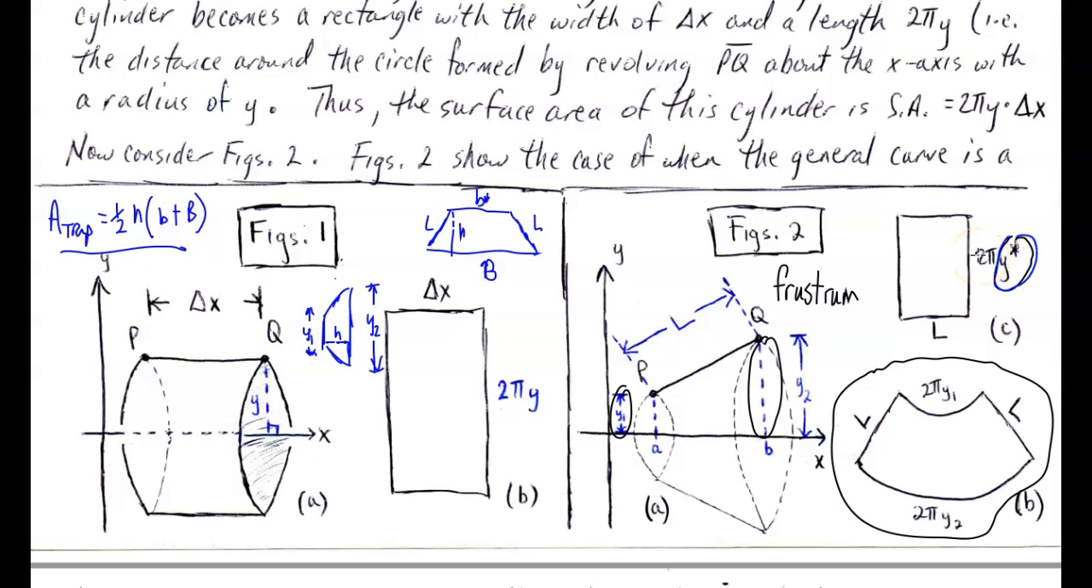Okay, it's just the average of y1, which is the smaller radius here, and y2, divided by 2. And of course, the divided by 2 part would come from the 1/2 from the area of the trapezoid.